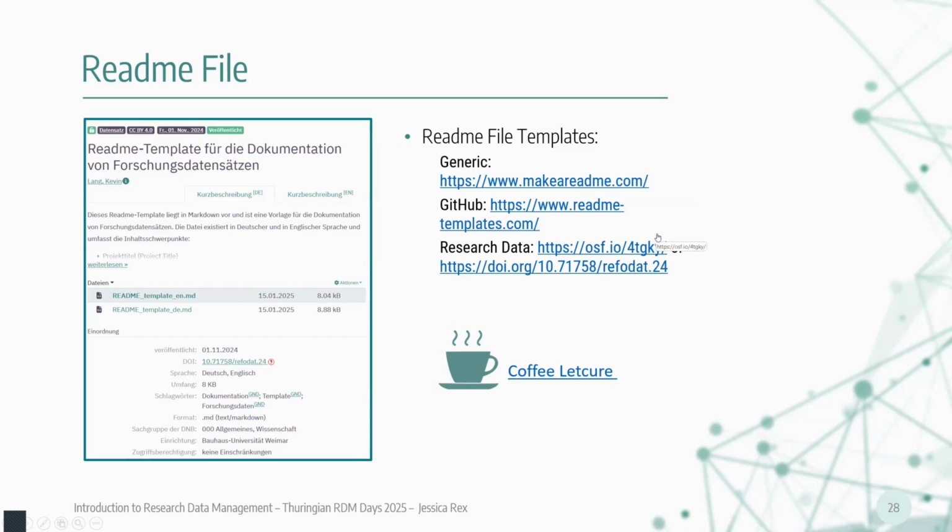So if you post or publish research data on the Open Science Framework, they also have a specific template that they suggest you use. And this last one, as I said, is the one that we provide here in Thüringen on Refodat, which you can see on the left. You can basically download that openly on our repository. We also have a coffee lecture specifically on how to create those README files, what to put in there, etc. So if you're unsure about that, you can click on the link once we provide the slides for you and look at, okay, what do I do with this template now?